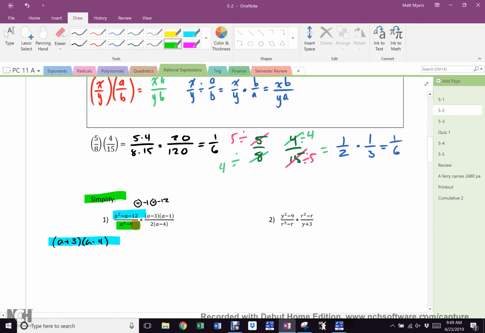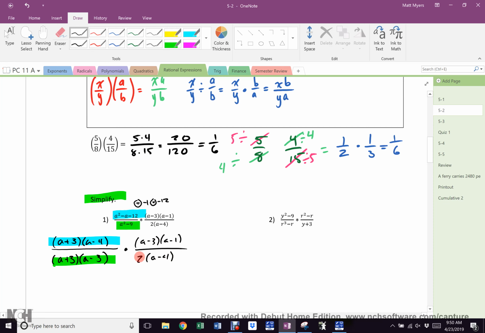Does that simplify? That's the difference of squares, yes? What does it become? A plus 3, A minus 3. Agreed? And there's my green one. Times, that's already simplified, A minus 3, A minus 1, over 2, A minus 4.